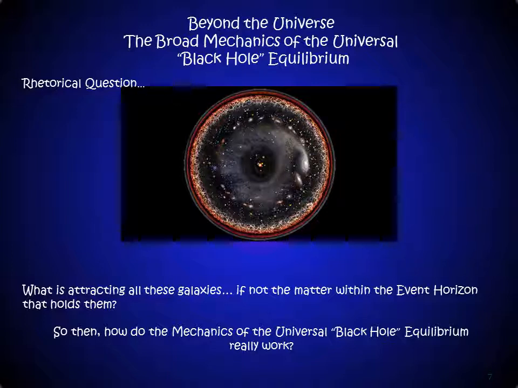But this leads us to a question, and the question is, what is attracting all of these galaxies, if not the matter that is within the event horizon that holds them? So, how is it that these mechanics of our universal black hole equilibrium work?